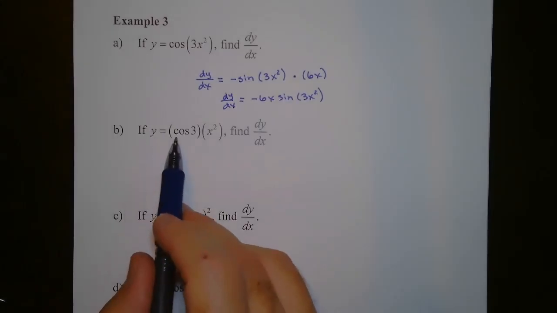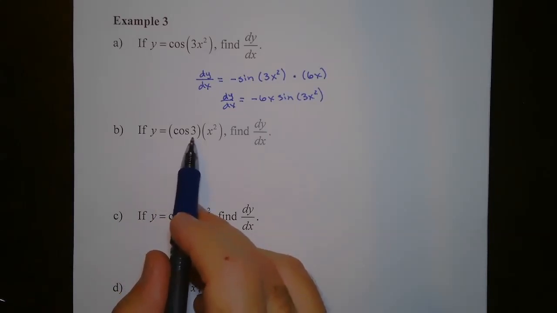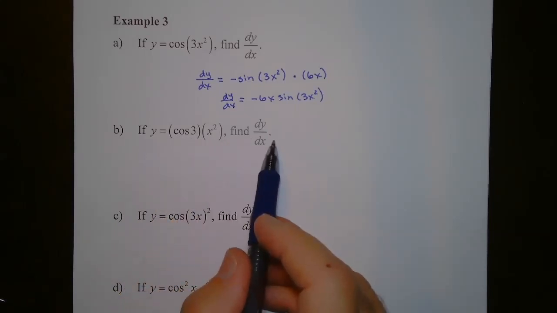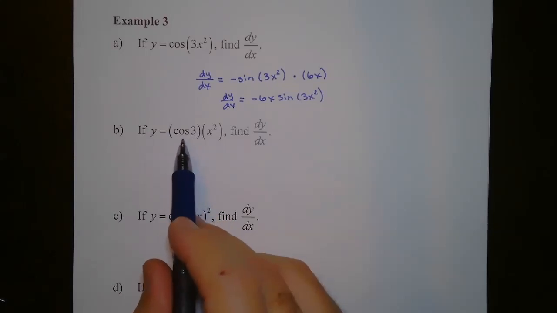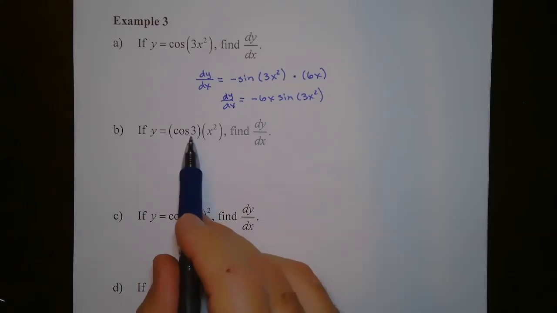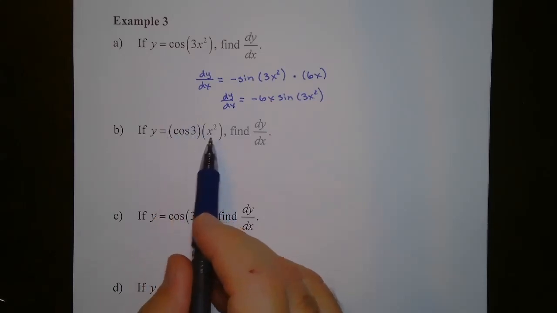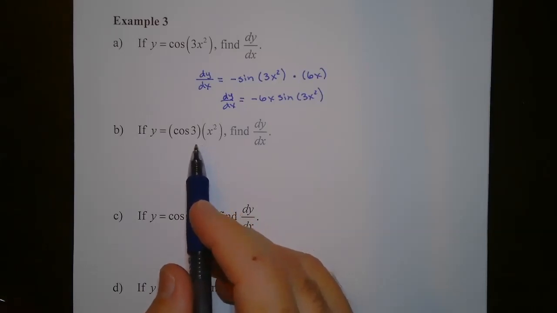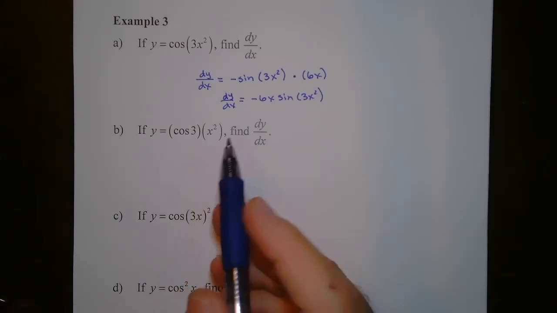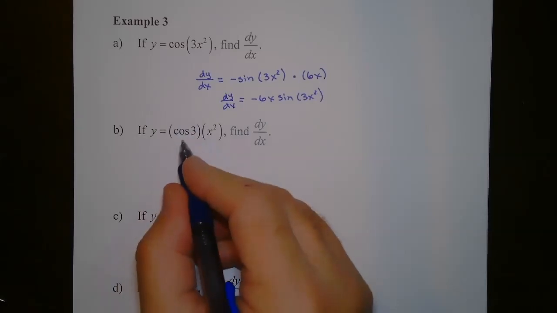So if y equals cosine of 3 times x squared, find dy over dx. Now, this is not 3x squared, this is just cosine of 3. And we have to realize that when it's just a trig function or a square root or anything else with just a number like this, that's a constant. So this is really a constant times x squared. So it's equivalent to saying y equals 5x squared or y equals pi times x squared. This is just a constant, okay?